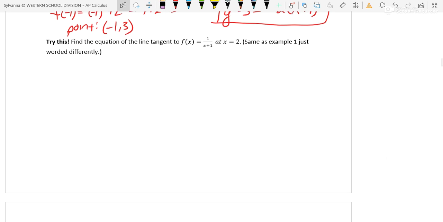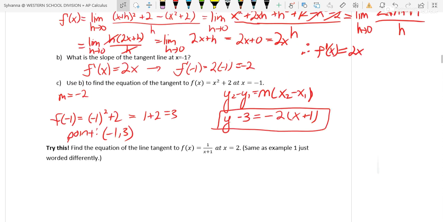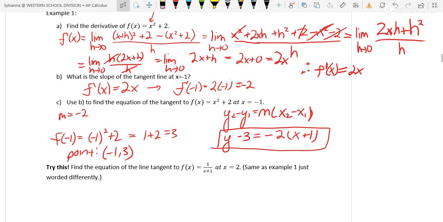So you can take the time to try this question. You follow the same steps. You'll do A first, find the derivative of this function. And then B, find the slope at 2. So you're going to plug 2 into your derivative after. And then the last part is to make the equation. So you have your slope from B, and then you're going to need to find your y value using x equals 2, plugging it back into the original function.